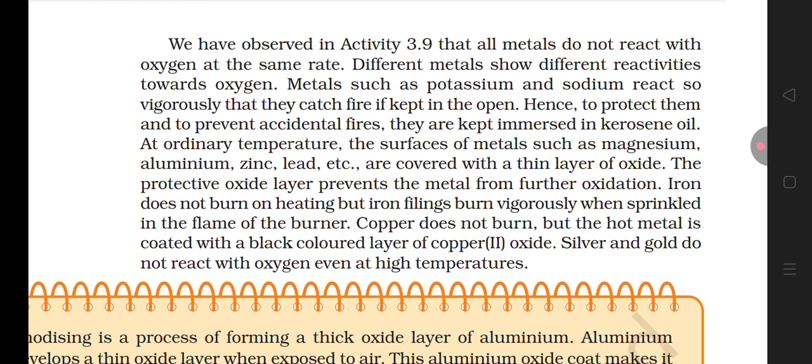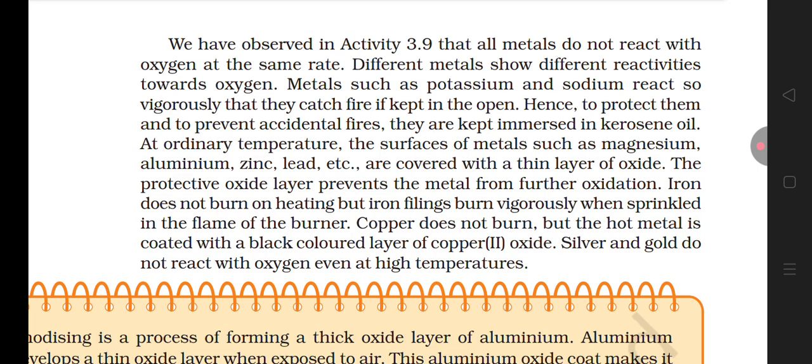Anodizing is a process of forming a thick layer of aluminum oxide. Aluminum develops a thin oxide layer when exposed to air. This aluminum oxide coat makes it resistant to further corrosion, because once the coat is formed, it helps aluminum prevent further corrosion. So the resistance can be improved further by making the oxide layer thicker and thicker.